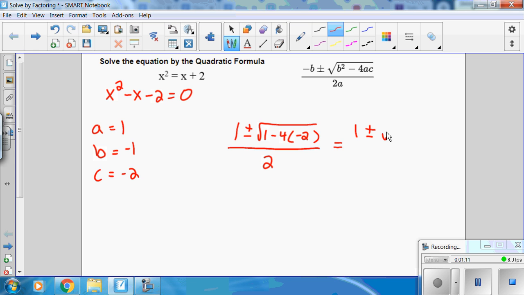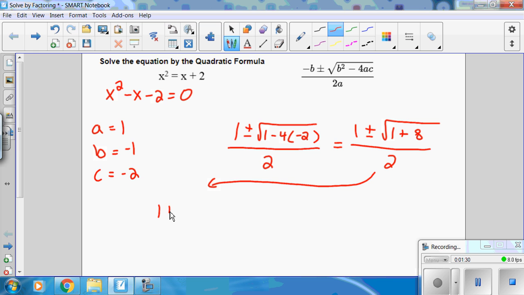So we have 1 plus minus the square root, 1 here. And then I'm going to multiply this together, but remember we have 2 negatives here, so that's going to make a positive. And then 4 times 2 is 8. All that is over 2. Bring it over here. 1 plus 8, that's 9. So we have 1 plus minus the square root of 9 all over 2.